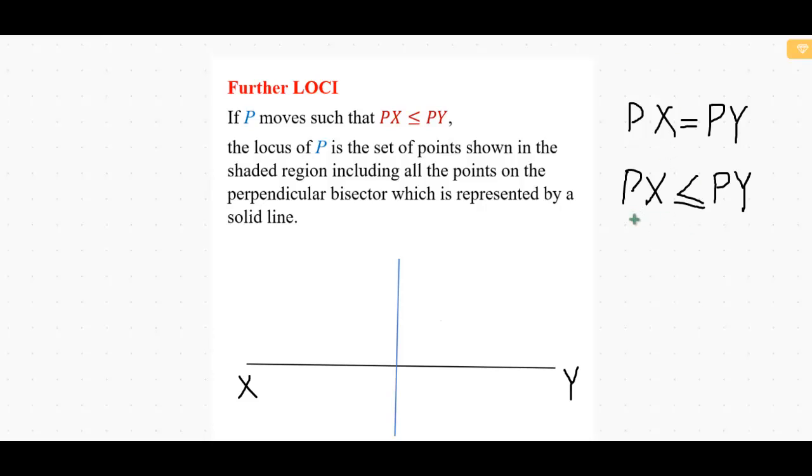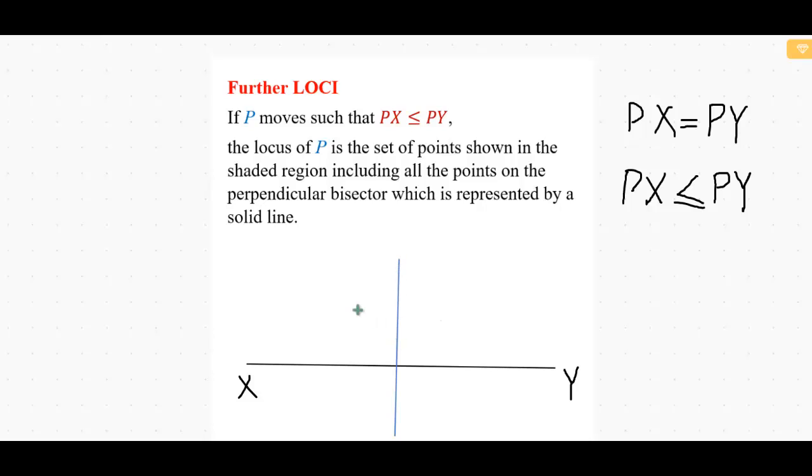Now come to this inequality. We have understood that if it is equal, the point P is on this perpendicular bisector. The point P is moving on this blue line. So this is the required locus when it is Px is equal to Py. Now come to this one. If Px is less than Py, what does this mean? It means that P is moving in that region where the distance of P from X is less than the distance of P from Y.